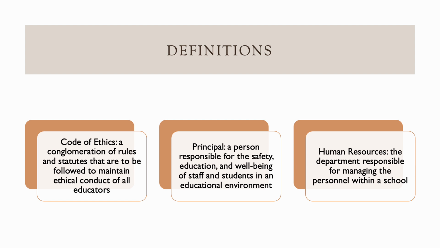So the Code of Ethics is a conglomeration of rules and statutes that are to be followed to maintain ethical conduct of all educators. A principal is a person responsible for the safety, education, and well-being of staff and students in an educational environment. And the Human Resources Department is the department responsible for managing the personnel within a school. Ultimately, the Human Resources Department and the principal work hand in hand in order to uphold the Code of Ethics.